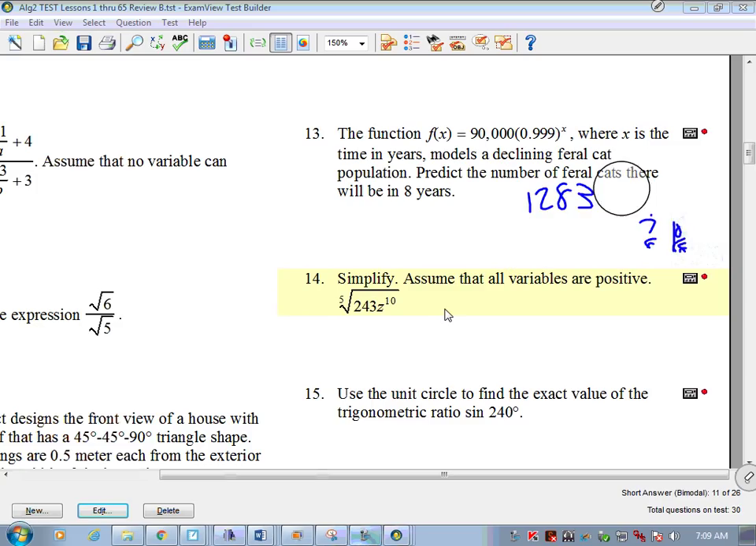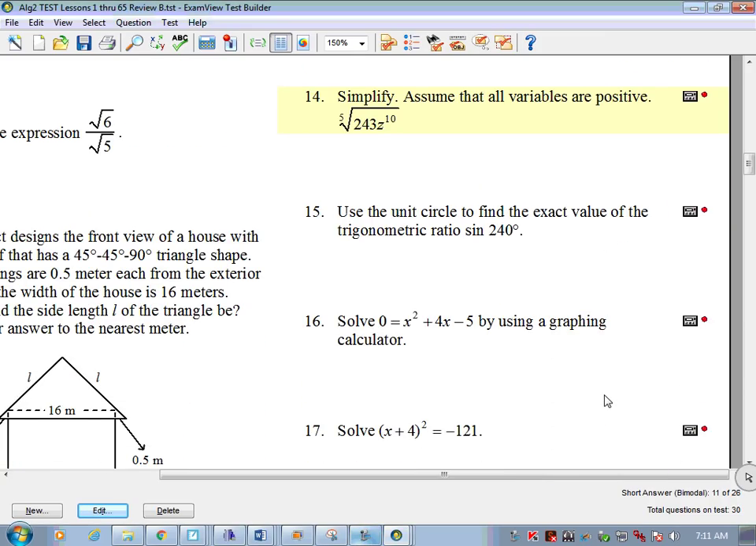Okay. All right. 14. Let's move on to question number 14. We're getting about halfway there. Simplify, assume that all variables are positive. So what we're going to do is first look at our variable and our exponent. We're going to divide 10 by 5, so we're going to be able to take that out to the outside. 10 divided by 5 is 2.